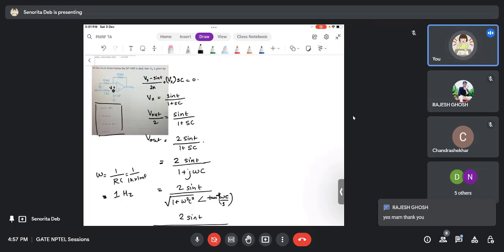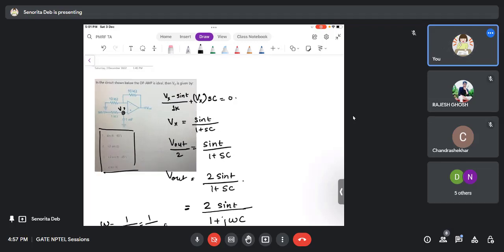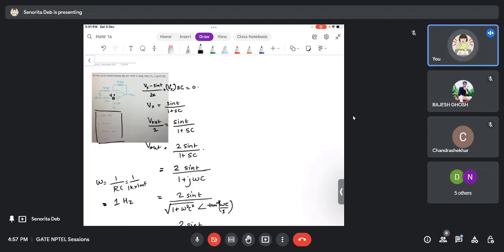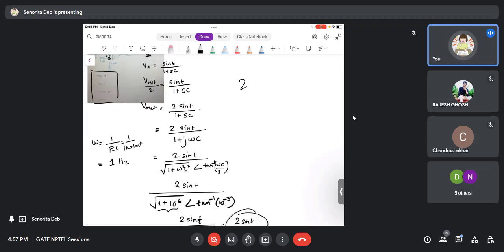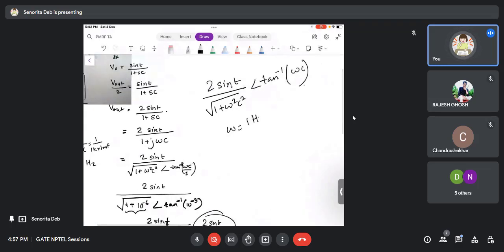Okay, and one more thing, suppose this was not 1 kilo ohm and 1 millifarad, let's say it was 1 ohm and 1 farad. In that case, you will see that you will arrive at something like this. Right, and here suppose omega is 1 hertz and C is 1 farad. So what will you get?